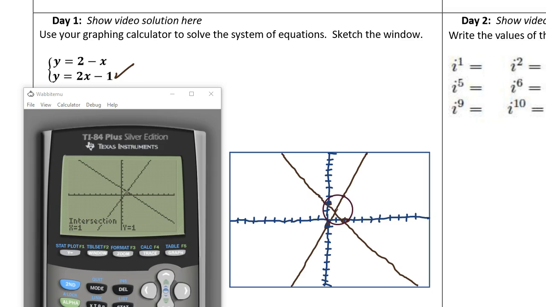Next, there's a blinking cursor at the point of intersection located right here at 1, 1. And it has the word intersection written in the bottom left corner. It says x equals 1, and right about here it says y equals 1. Somewhere on the paper, make sure that you're finding the solution and you're writing it as an ordered pair, 1, 1.